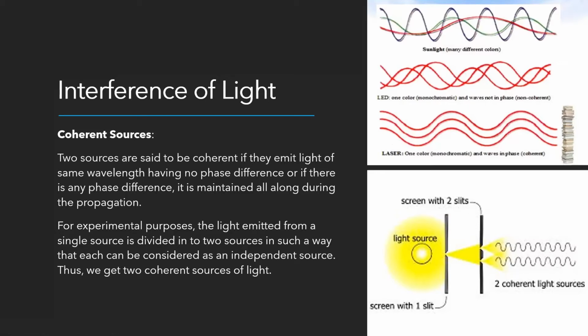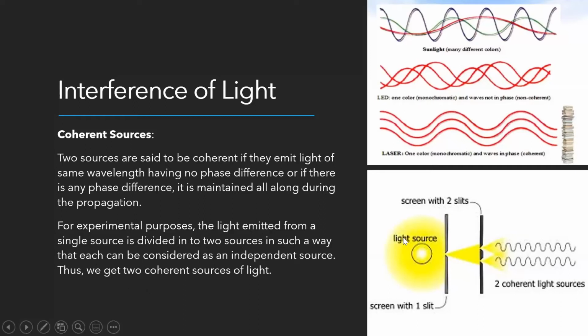Now, in practical cases, it is very difficult to get two sources of light sending coherent light rays at the same time. It's almost impossible to get coherent lights from two independent sources of light. So what we do during experiment is, for experimental purposes, the light emitted from a single source is divided into two sources in such a way that each can be considered as an independent source.